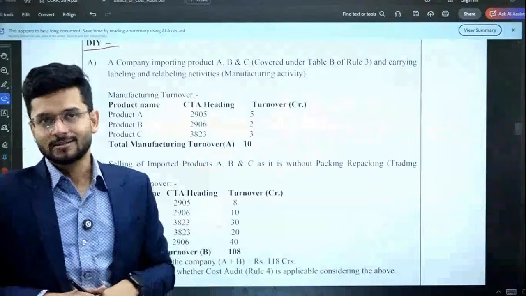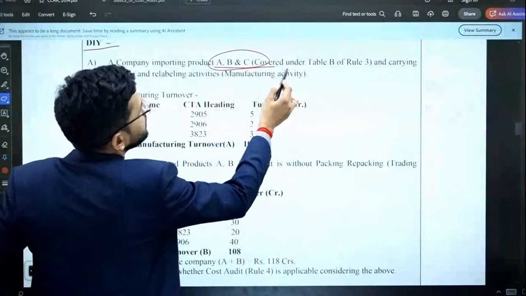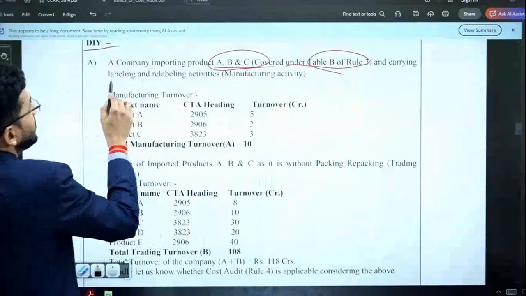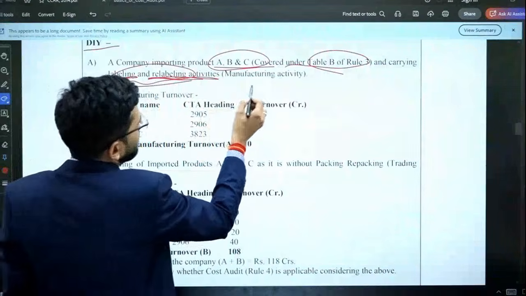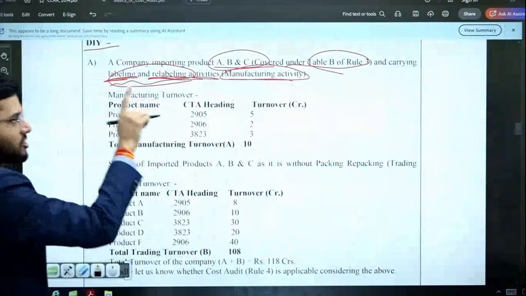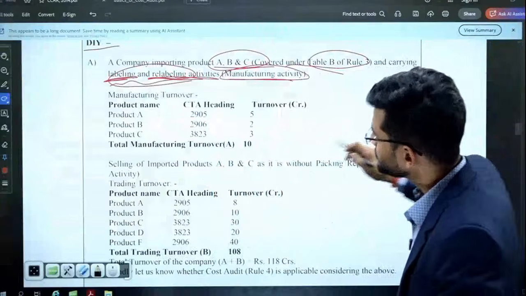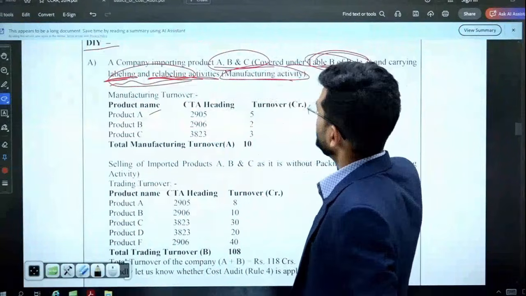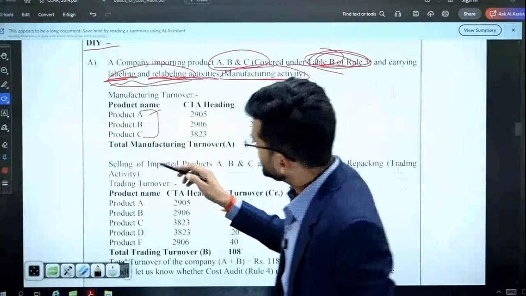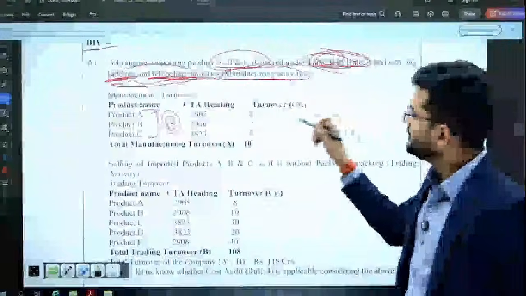That's the true test. A company is importing products A, B and C covered under Table B of Rule 3 and carrying on labeling and relabeling activities. Relabeling is also covered under manufacturing activity. It's not a trading activity. Products A, B and C are all covered under Table B.